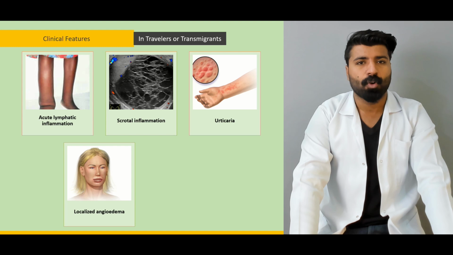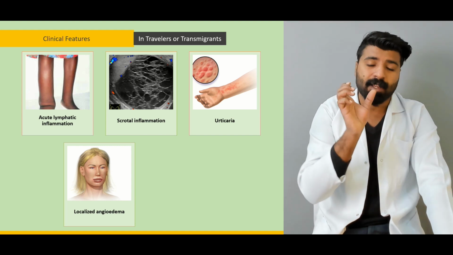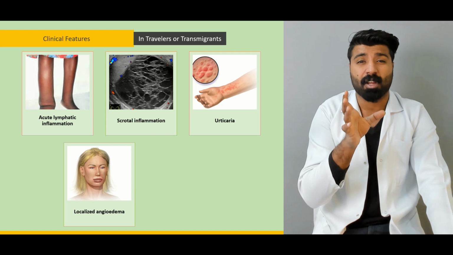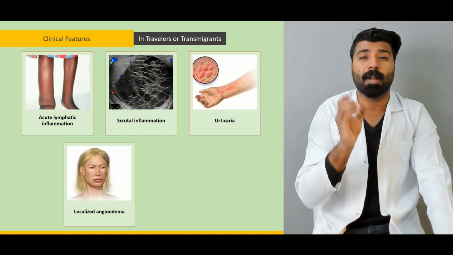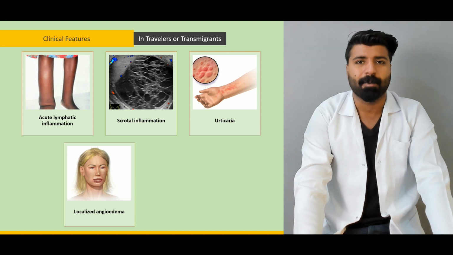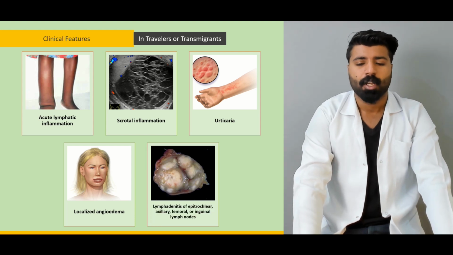Next on, you have local angioedema. What is local angioedema? It means that the local area which has been injected in, or which is being affected the most, the blood vessels will be inflamed, and that's what's called local angioedema. Next on, you'll have lymphadenitis, and epitrochlear, axillary, femoral, or inguinal lymph nodes will be involved.